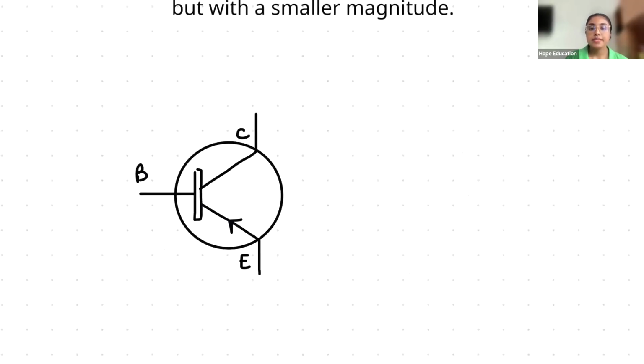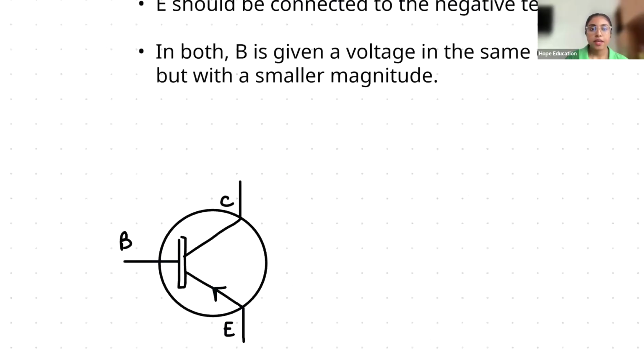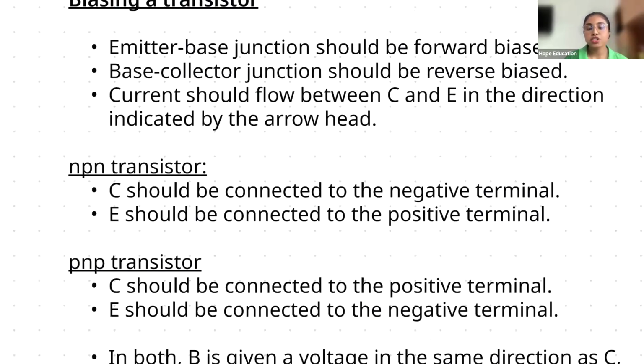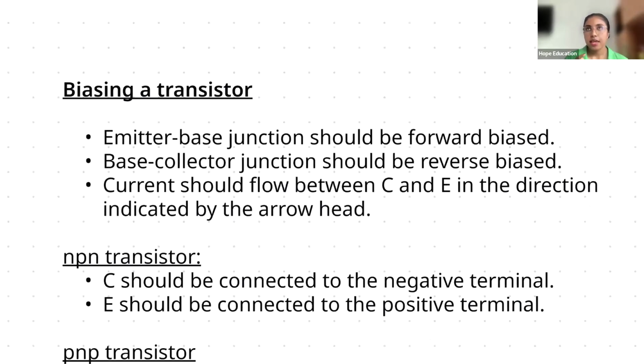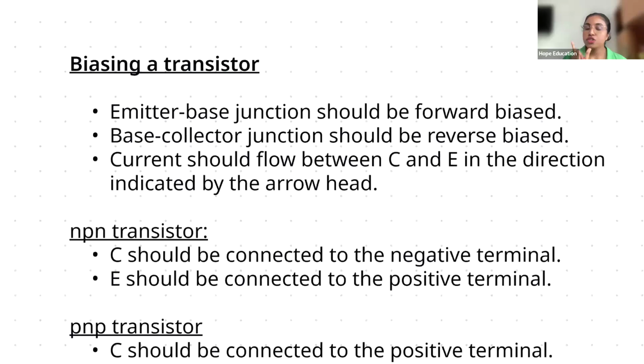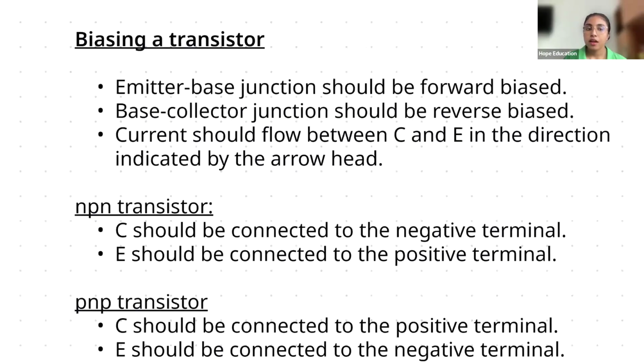Okay. Let's read the sentences. Emitter base junction should be forward biased. Emitter base junction should be forward biased. Okay, keep that for a moment. Base collector junction should be reverse biased. Keep that aside too. Look at the third one.